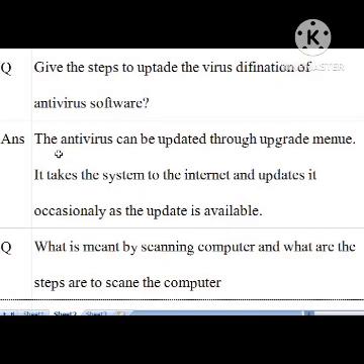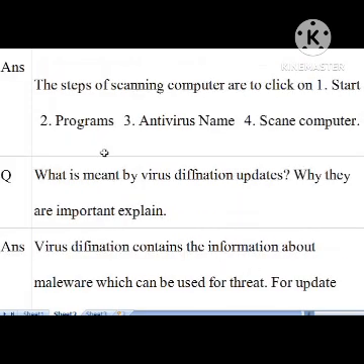Give the steps to update the virus definition. The antivirus can be updated through upgrade menu. It takes the system to the internet and updates it occasionally as the update is available. What is meant by scanning computer and what are the steps to scan the computer? The steps of scanning computer are click, number 1 start, number 2 programs, number 3 antivirus name, and scan computer, number 4.